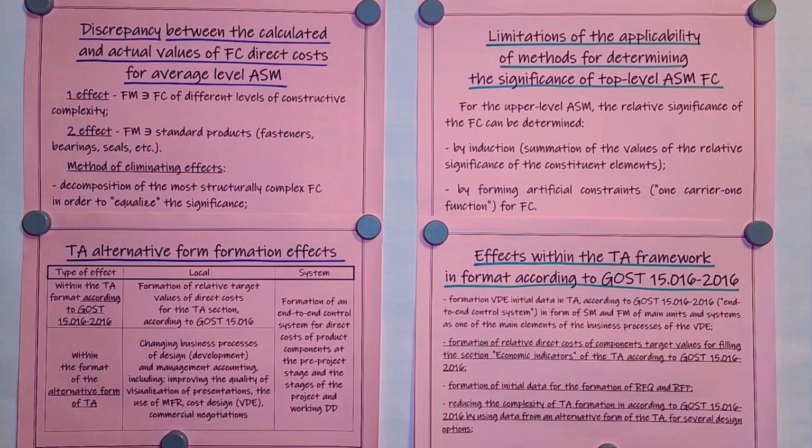Accidentally caught in the middle level of abstraction, whereas the greatest efficiency of their consideration can be provided at low levels, at the level of the complete structural model. The only more or less effective method in this case is the decomposition of the most structurally complex function carriers of the structural model in order to equalize the significance.